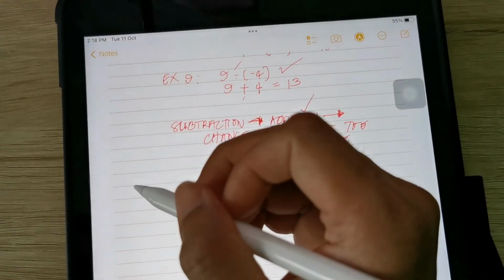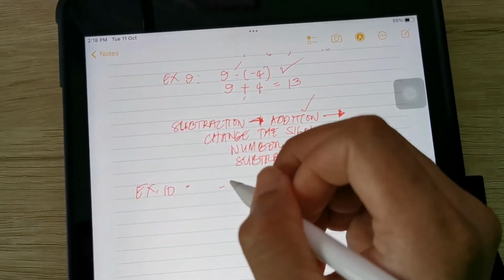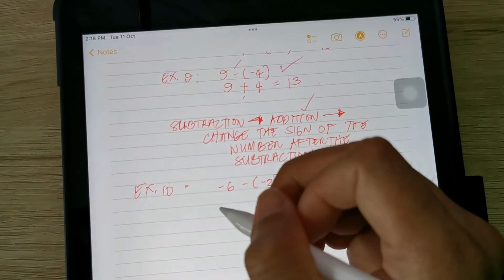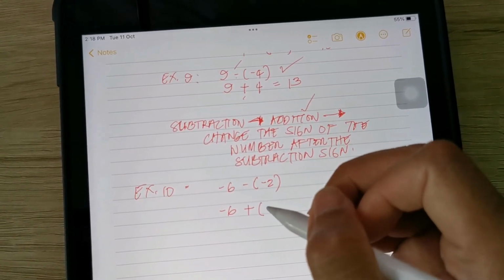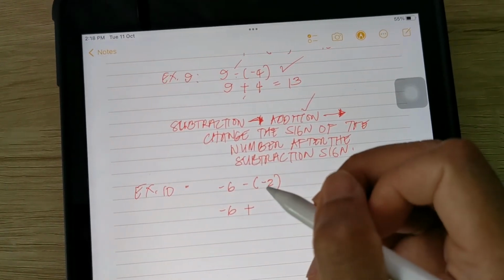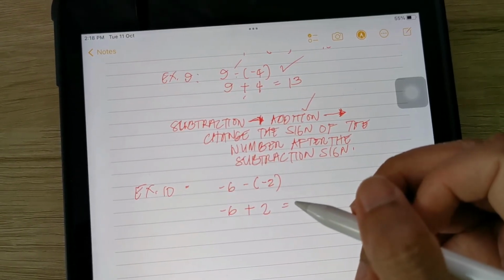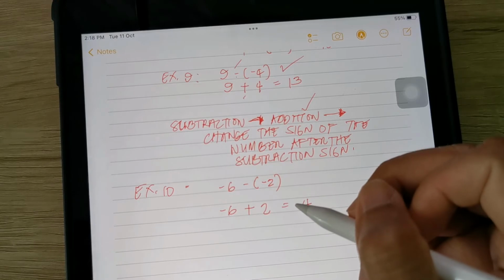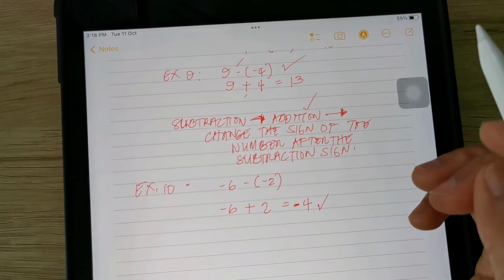Last example. Example number 10. Negative 6 minus negative 2. So, negative 6, proceed to addition. Change the sign of the number after this. So, it's going to be 2, from negative to positive. So, normal process of addition, since hindi sila magkapareho, you have to subtract them. So, that's 4. And then, copy the sign of the bigger number, which is 6. So, negative 4 ang ating sagot.